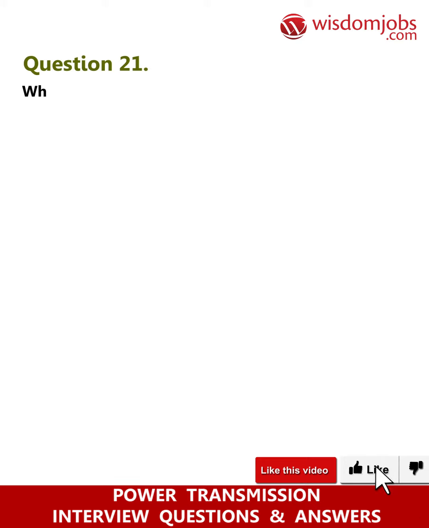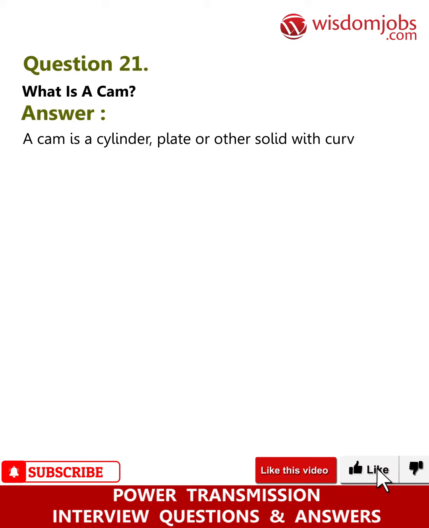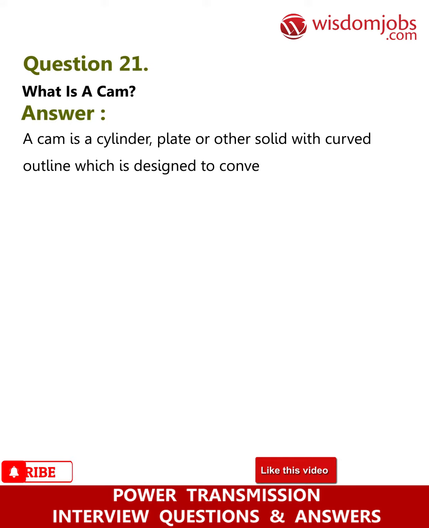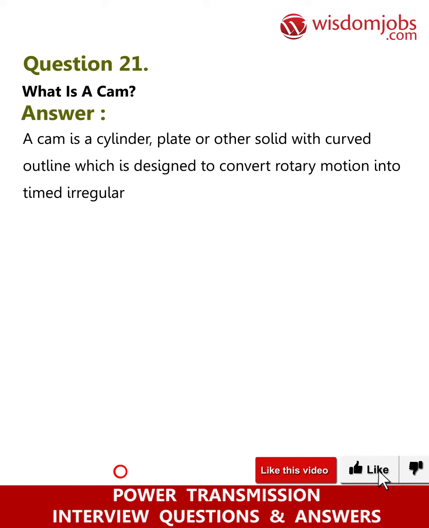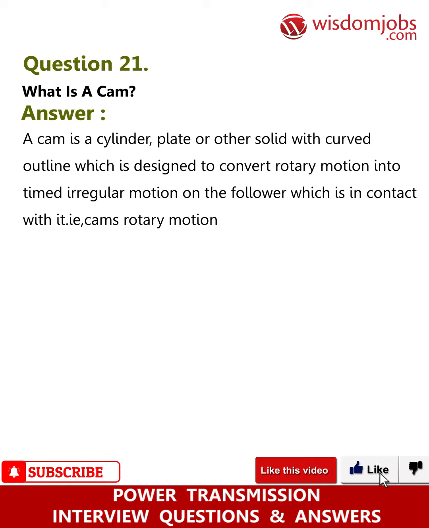Question 21. What is a cam? Answer. A cam is a cylinder, plate or other solid with curved outline which is designed to convert rotary motion into timed irregular motion on the follower which is in contact with it. The cam's rotary motion can be changed to reciprocating motion.